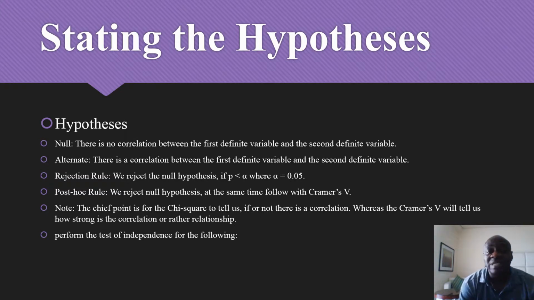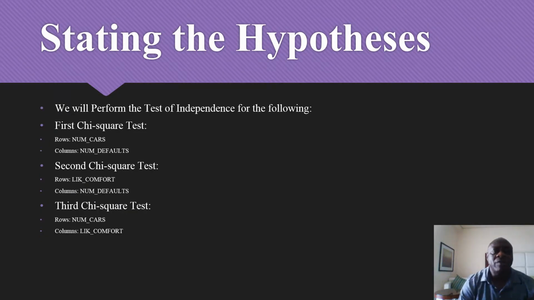We're going to perform the test of independence for the following. The first is the chi-square test for the norm cars versus the norm default. The second is the chi-square test for the limb comfort versus the norm default. The third chi-square test is the norm cars versus the limb comfort.